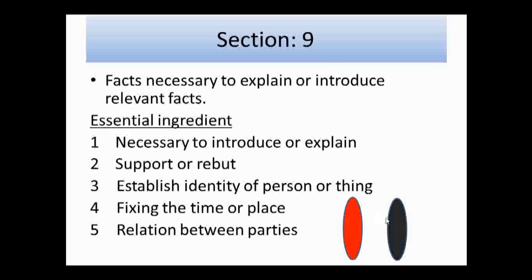If B committed the murder of A, that means any fact which explains the act of B, or any fact which supports or rebuts the act of B, or anything that establishes the identity of B, or which fixes the place or time or relation between A and B. All these facts will be considered as relevant under section 9.